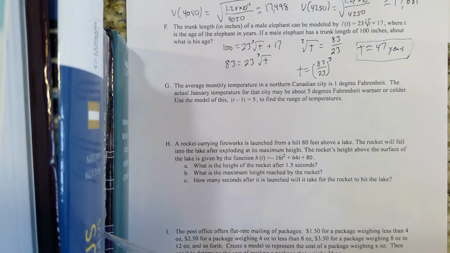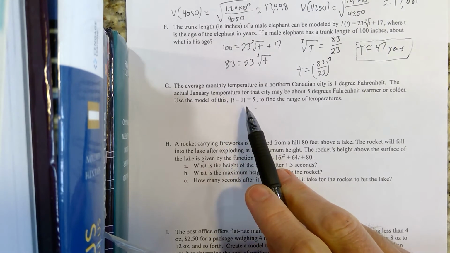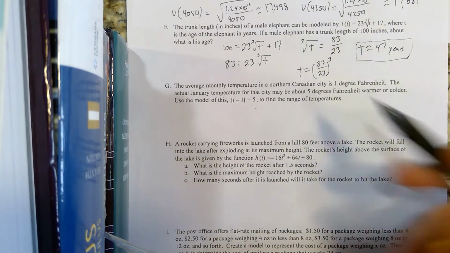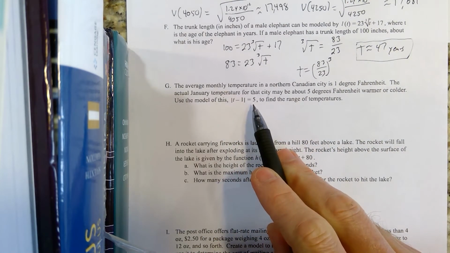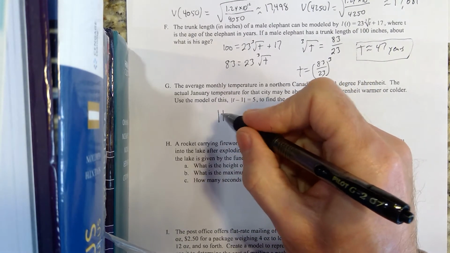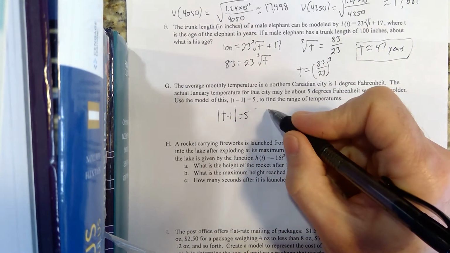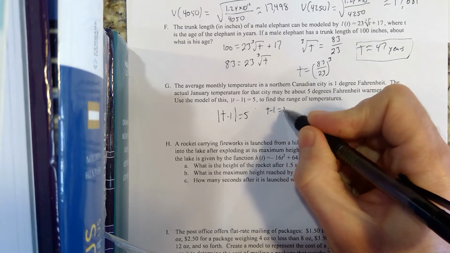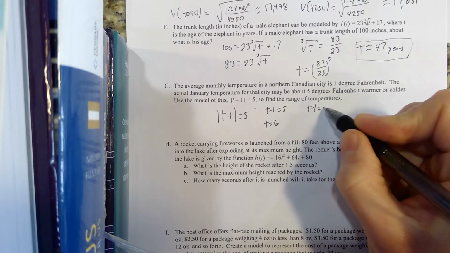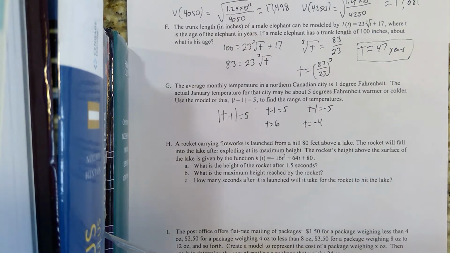Okay, moving on. Next problem. Again, they gave me the nice equation to work with, and they told me it varies by about 5 degrees. So, they even plugged that in for me. So that's a piece of cake. I just have to solve. Okay, so I'm gonna have t minus 1 equals 5. So t equals 6. T minus 1 equals negative 5. So t equals negative 4.